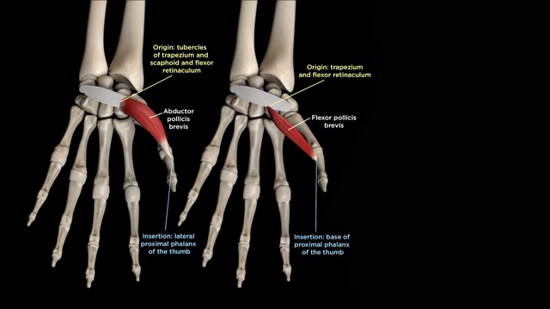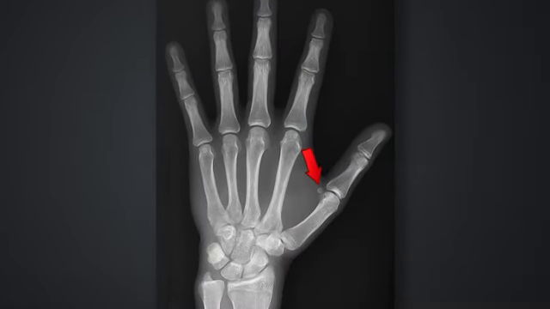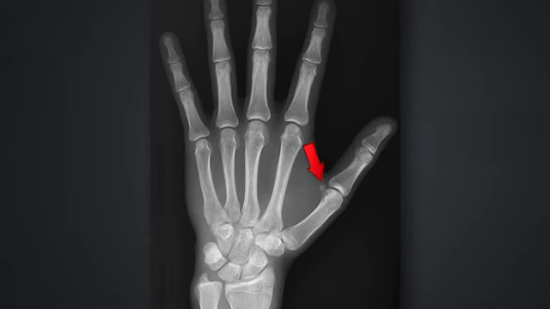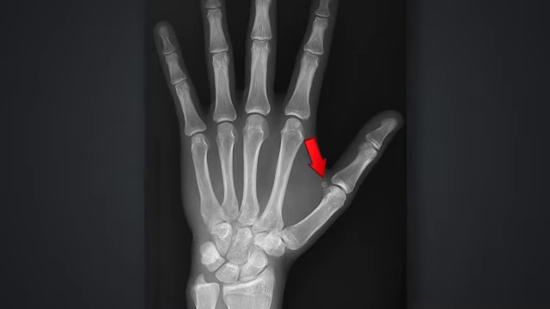Flexor pollicis brevis is just medial to abductor pollicis brevis. It takes origin on the trapezium and flexor retinaculum and inserts on the base of the thumb's proximal phalanx. It has two heads, a superficial or lateral head and a deep or medial head. It's in those two heads that the sesamoid bones of the thumb grow and act as a guide or a trough to keep the tendon of flexor pollicis longus in position.